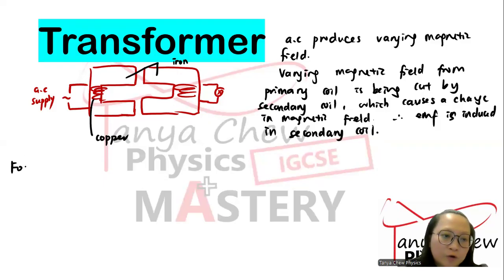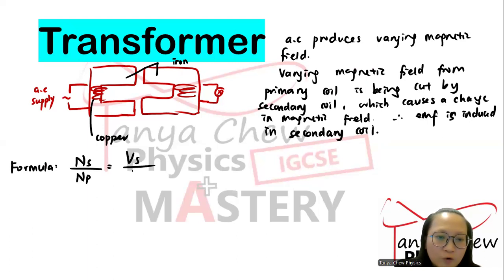So the formula for a transformer: NS over NP is equal to VS over VP. Remember, NS is the number of turns in the secondary coil. NP is the number of turns in the primary coil. VS is the secondary voltage. VP is the primary voltage.